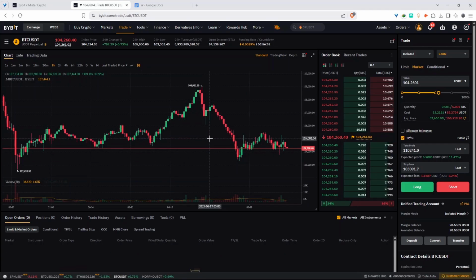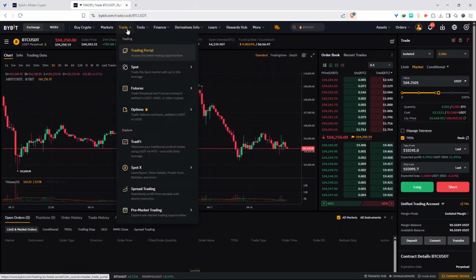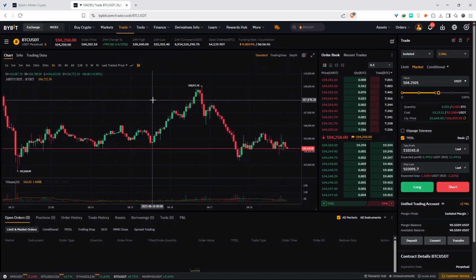All right, now let's talk about trading futures on Bybit. To go to the futures trading page, select Trade at the top and choose Futures. You'll land on this page. You'll notice this page looks pretty similar to the spot trading one.